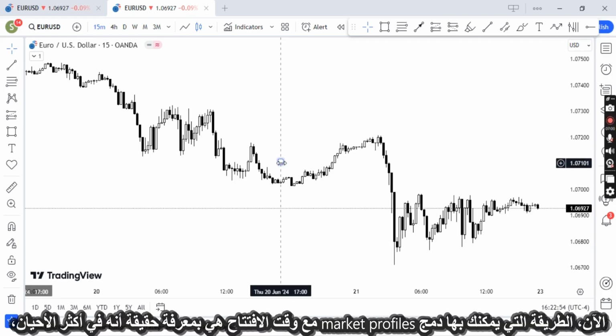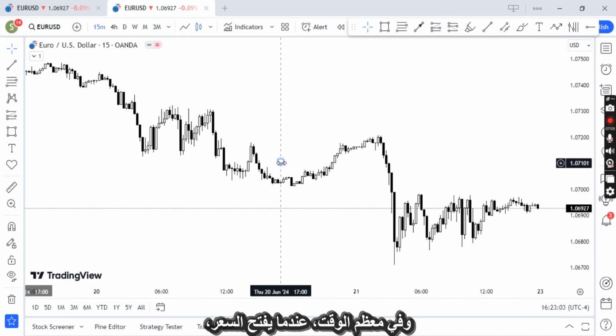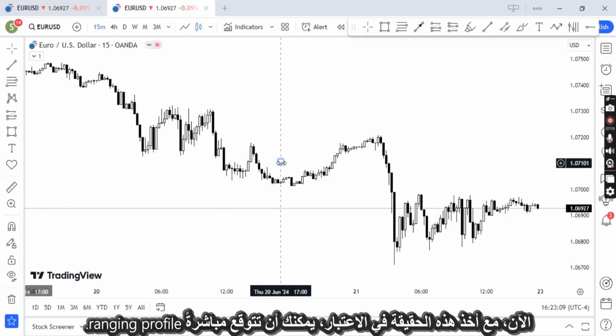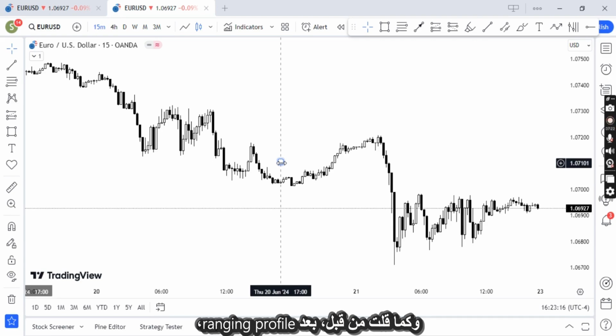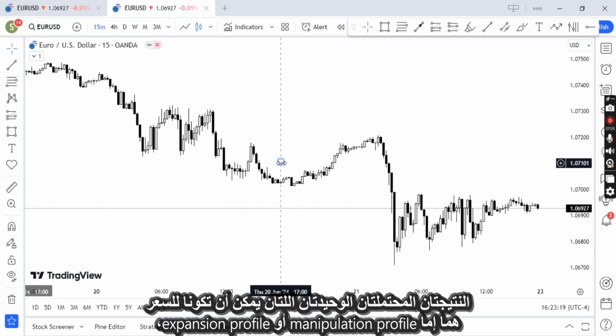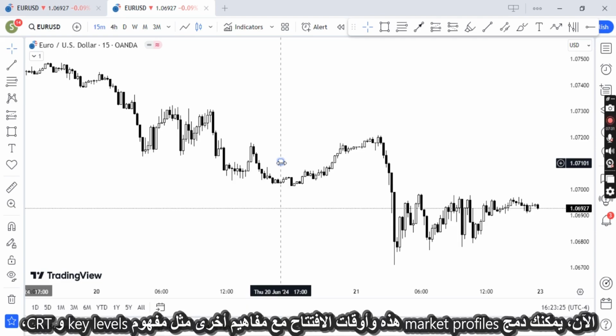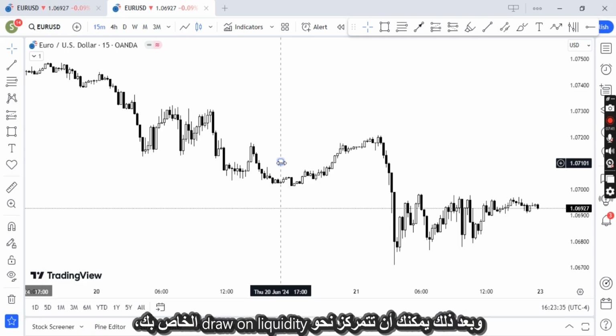Now, the way you can integrate market profiles with opening time is by knowing the fact that more often than not, most of the time when the market opens, price straight away enters a ranging profile, right? With that fact in mind, you can straight away expect a ranging profile, and as I said before, after a ranging profile the only two possible outcomes price can have are either a manipulation profile or an expansion profile, right? Then you can integrate these market profiles in opening times with other concepts such as the key levels concept and CRT, and then you can position yourself towards your drawn liquidity, right?